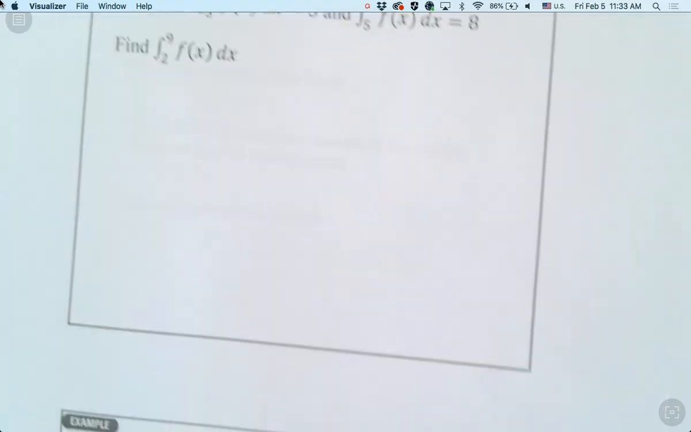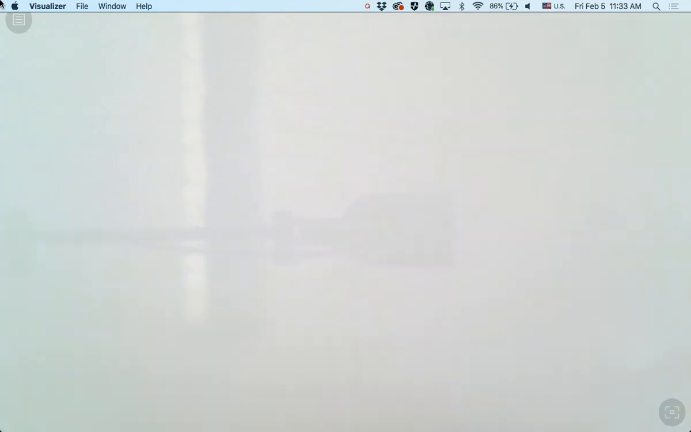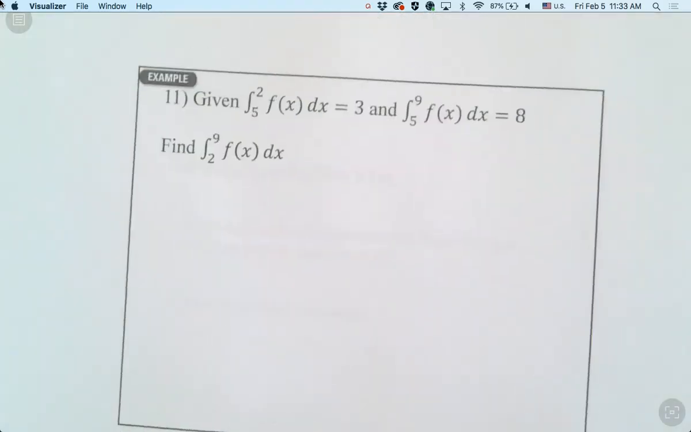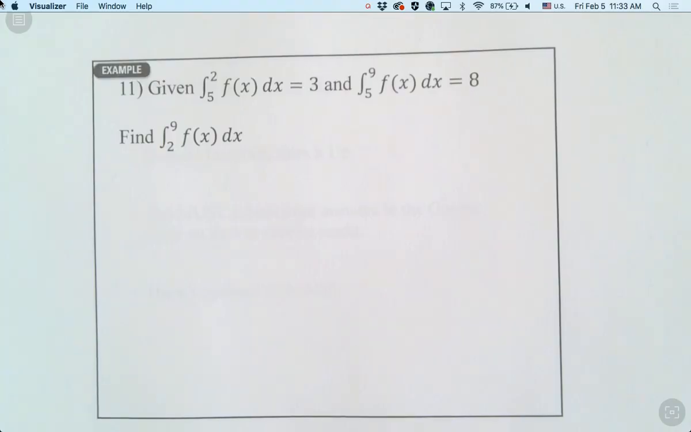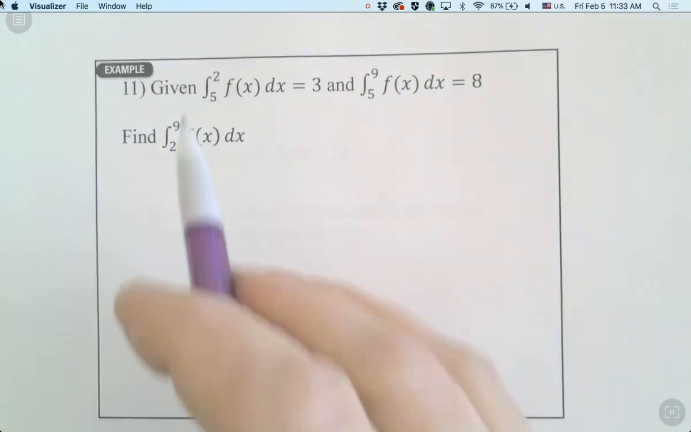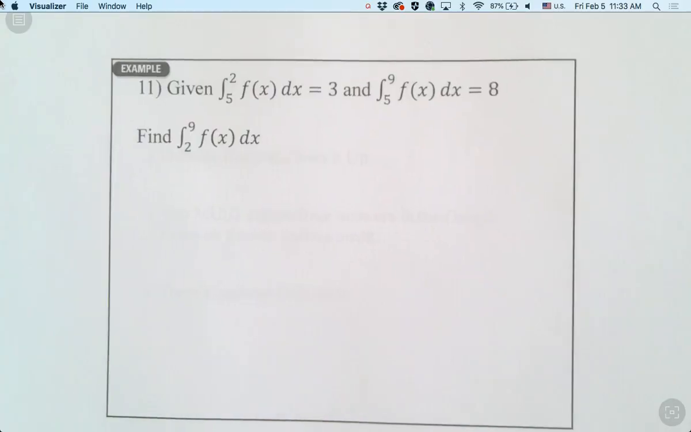All right, let's take a look at number 11. On number 11 and 12, you're not given pictures anymore. You're just given information about the definite integral. So you're going to have to use those properties. Do you want some time or some guidance on number 11?